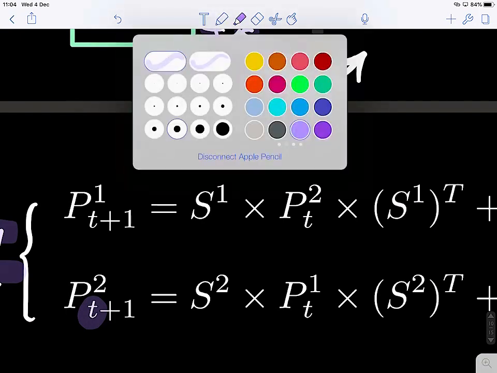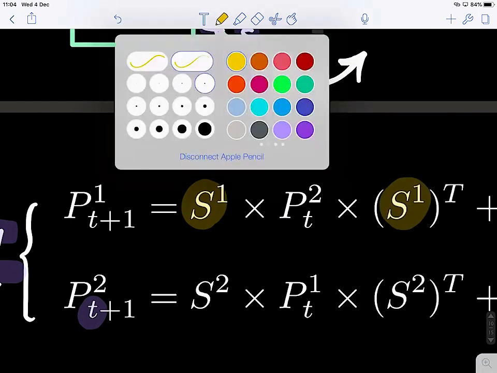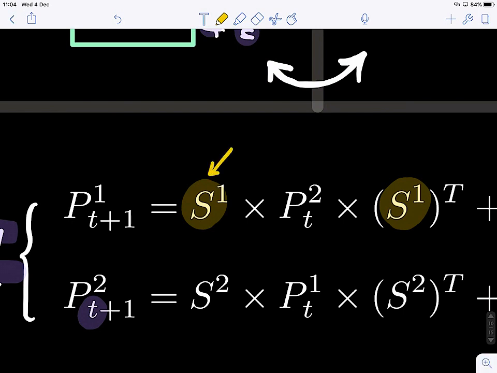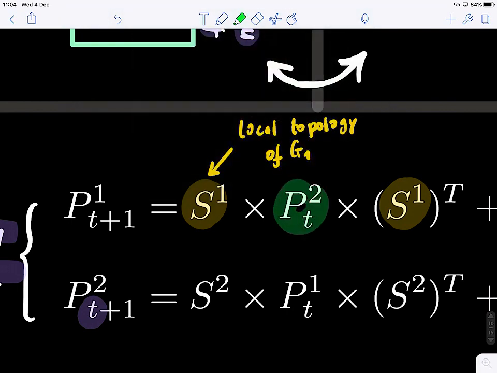So this is S1. This matrix carries the local information, the local topology of graph 1, okay? And then we have another matrix, the matrix P. The matrix P is being iteratively updated. We agree on that, right? The other ones are fixed. So this one is the global topology of graph 2.